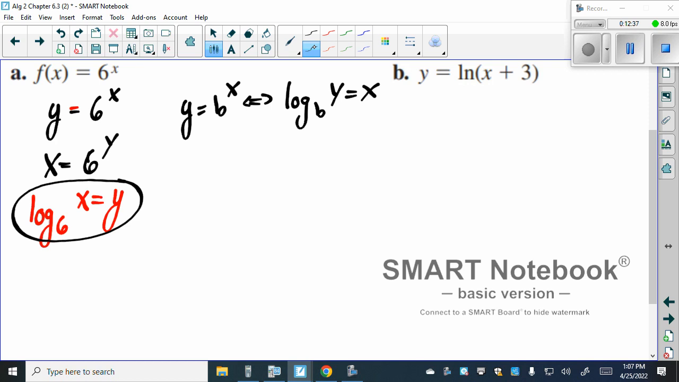Let's go on and look at the next one. y equals ln of x plus 3. Well, the first thing we can do is switch x and y. x equals ln of y plus 3, thank you.